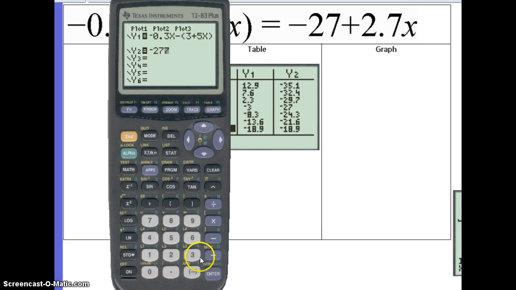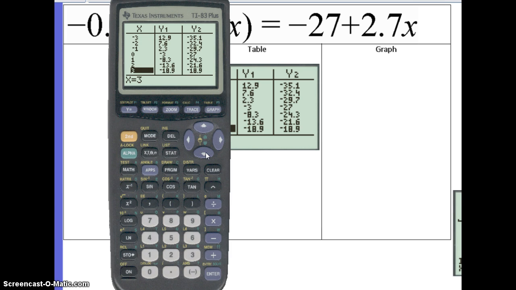Negative 27 plus, I saw a large number of people forget that plus, 2.7x, and then second and table. Pretty straightforward. Where are they? They're equal right there. All right, so when x is equal to 3, y1 is negative 18.9, and y2 is also negative 18.9.